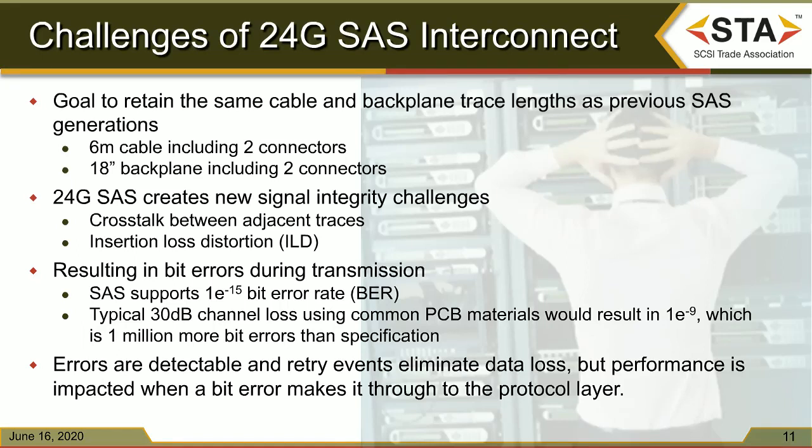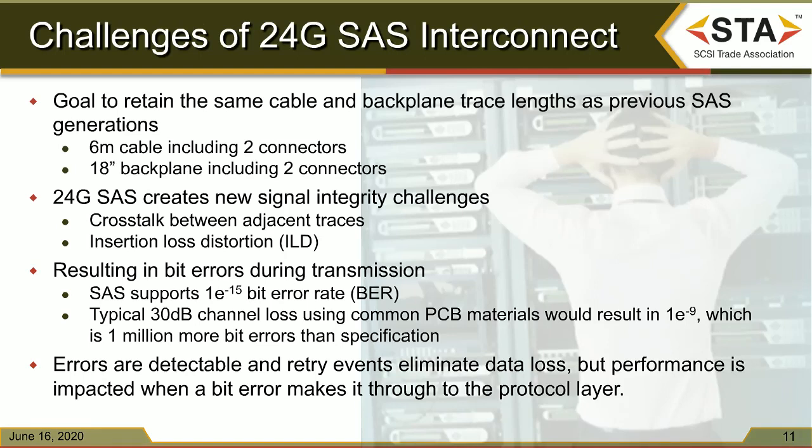In previous generations of SAS, we've achieved one error every 1e to the 15. So that's 15 zeros on the end. And so we wanted to retain that at 24 gig. So we needed to add some technology to do that. But again, back to context, one error every 10 to the 15 bits is one error retry every 12 hours and 20 minutes. So better than 22 a second, one every 12 hours, 20 minutes. That's a good error rate to aim for. And so we want to achieve that at 24 gig.